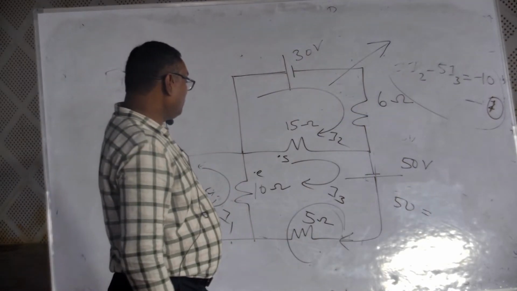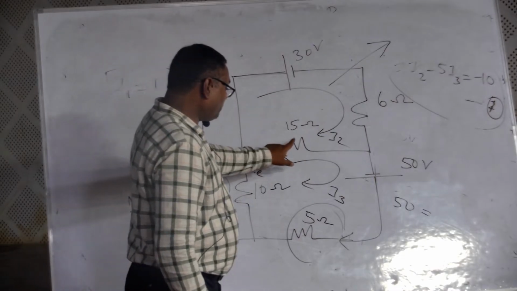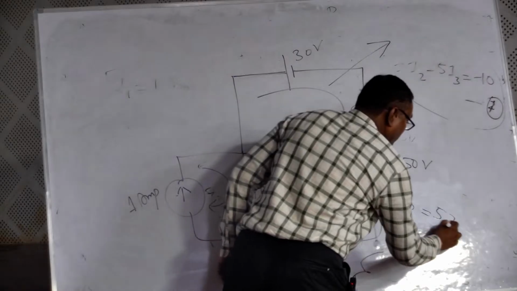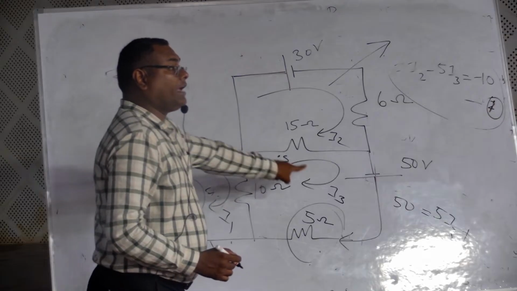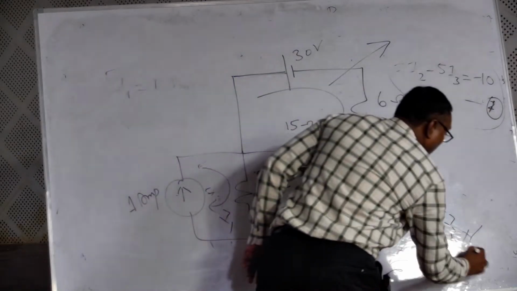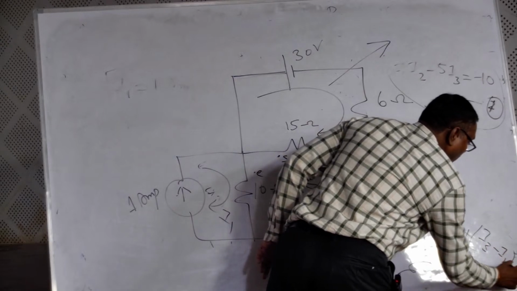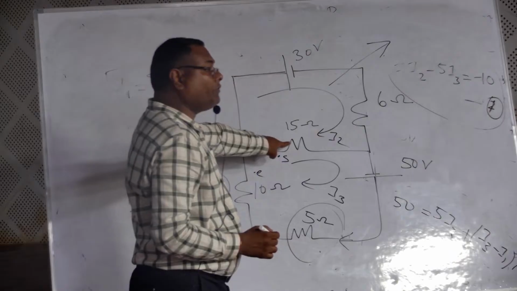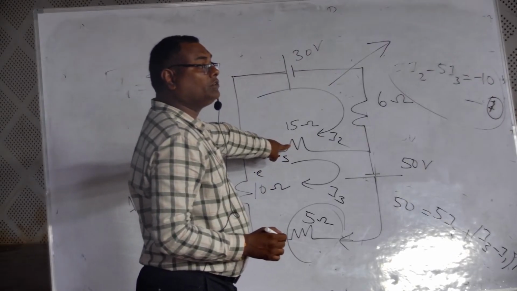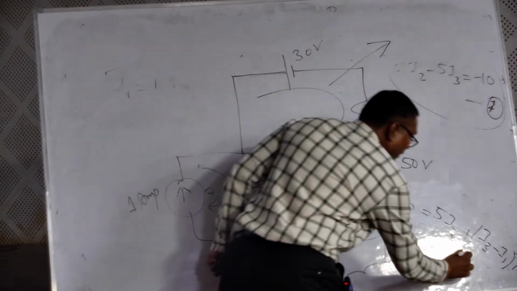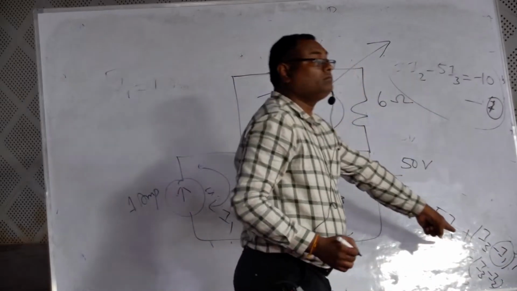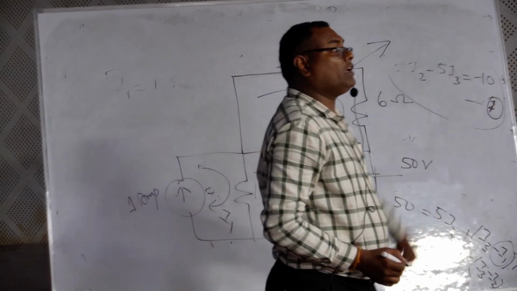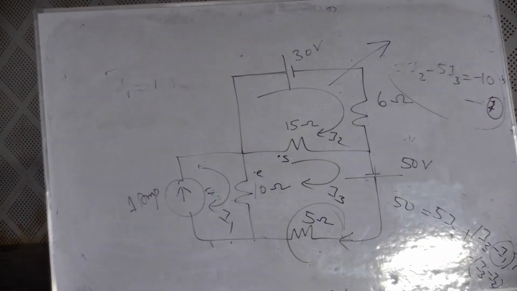Plus 50 is equal to first one 5 into I3, second 10 into I3 minus I1, plus 15 into I3 minus I2. You know the value of I1, the second value of I1. Substitute the value of I1 and get the equation.